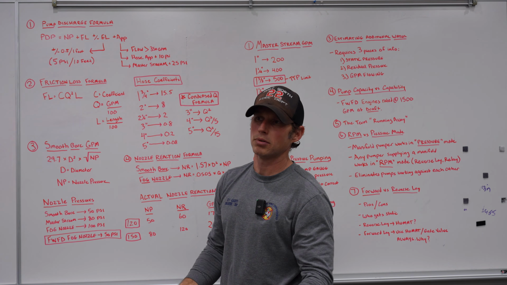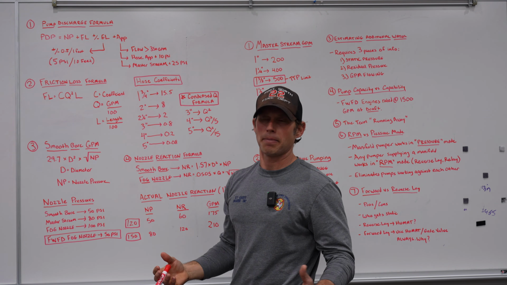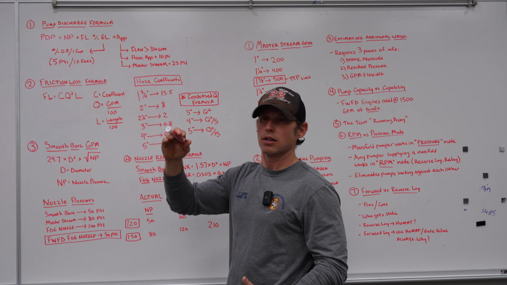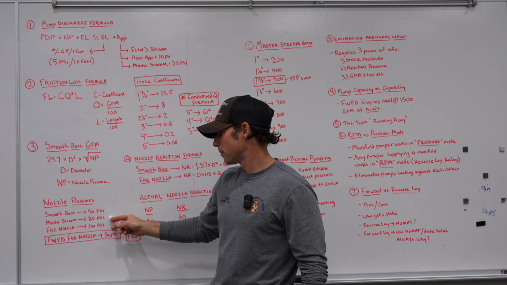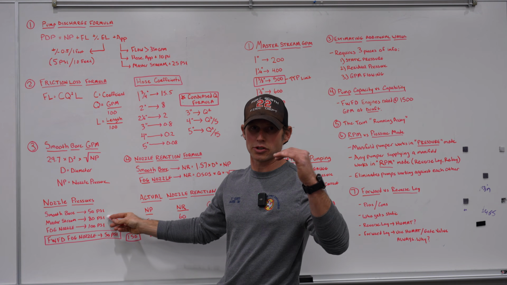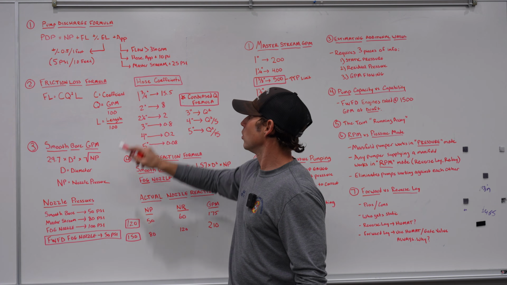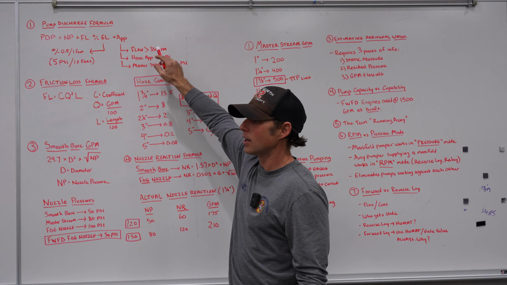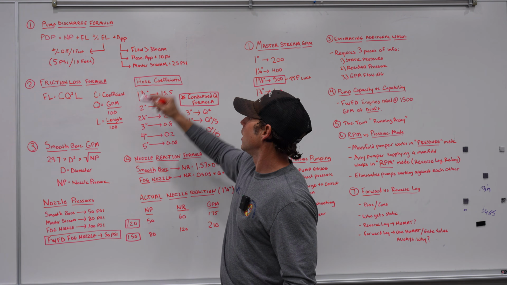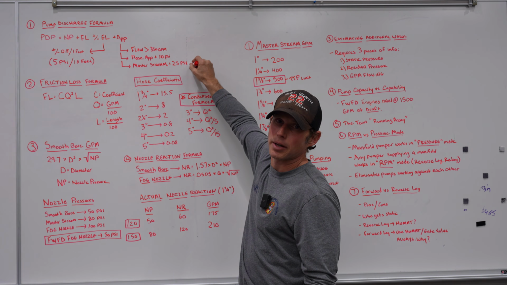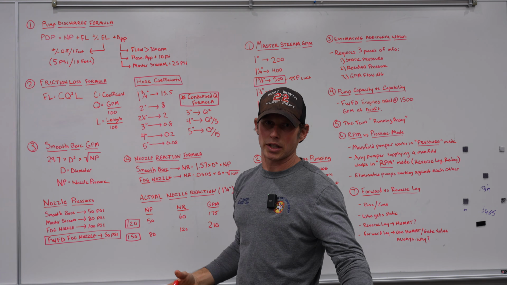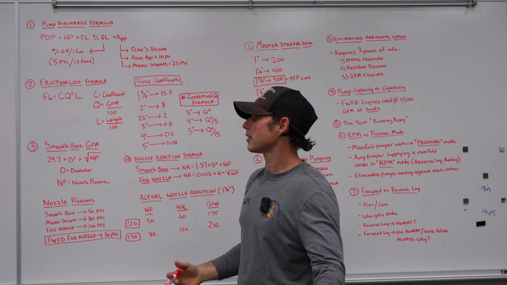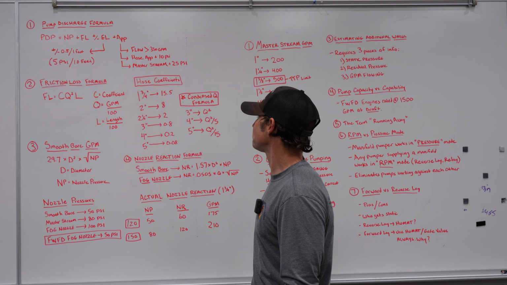As an example, if we're flowing our deck gun, that's going to be a master stream device. So our nozzle pressure is going to be 80 psi. That's a good starting point. And it's also a master stream device that's going to be flowing more than 350 gallons per minute. So you'll add 80 and then 25 here for your master stream device. So we always flow our deck guns at 105 psi. Kind of illustrates that point.